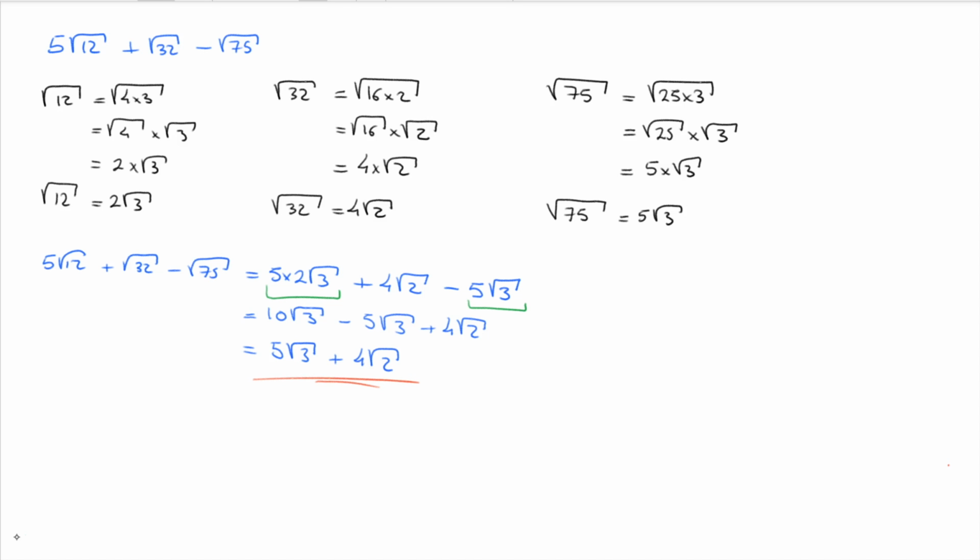Let's look at one last example. We now simplify the square root of 81 over the square root of 3 plus 2 times the square root of 48 minus 3 times the square root of 20. So, just as always, we split this into 3 separate problems to begin with. And we'll start with the square root of 81 over the square root of 3.